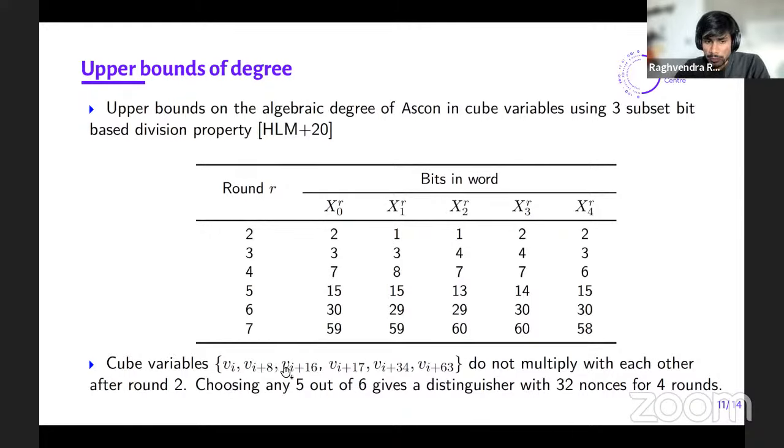Also, we find another interesting observation here. After 2 rounds, we find a subset of cubes which are always linear after round 2. So you can select any 5 out of 6, and we can reduce the data complexity for 4 rounds from 2 to the power 7 to 2 to the power 5.